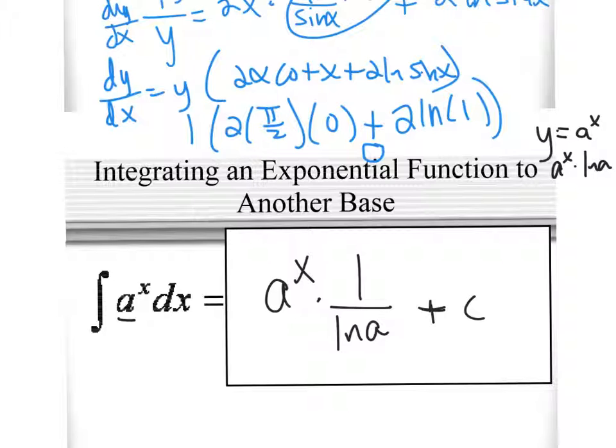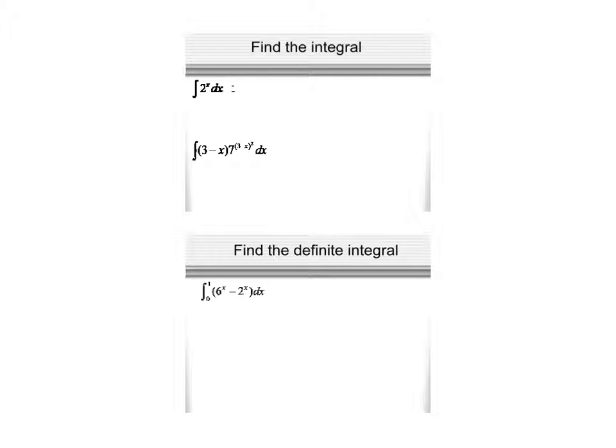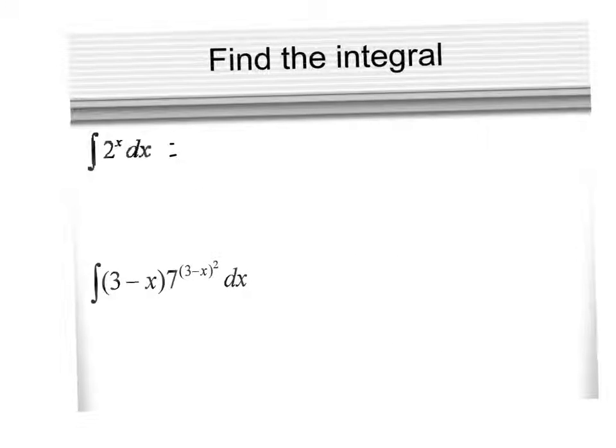Okay, so it's really a to the x over the ln of the base is our integral. All right, so using that idea, let's integrate 2 to the x. I'm going to take our base and just rewrite it. So the derivative of 2 to the x was 2 to the x ln of 2. So the integral is 2 to the x times 1 over ln of 2 plus c.